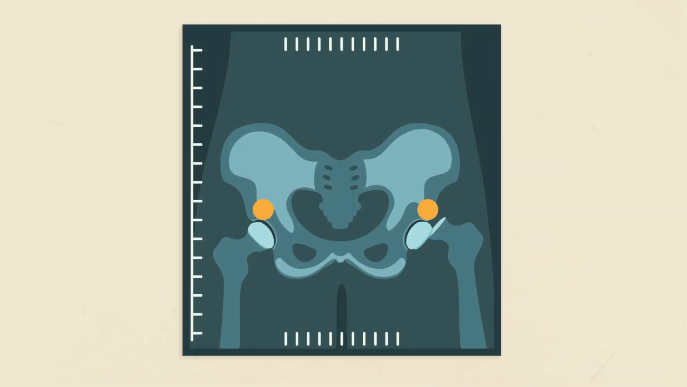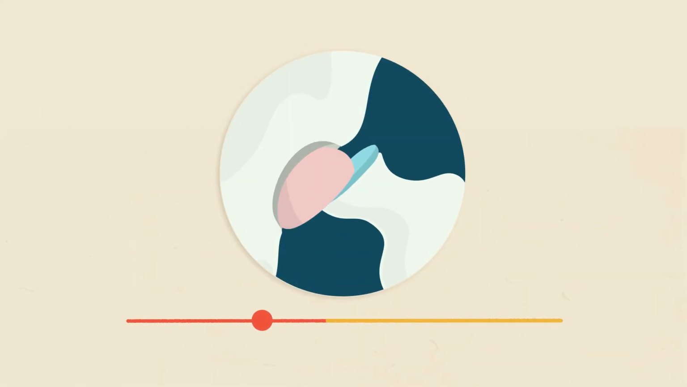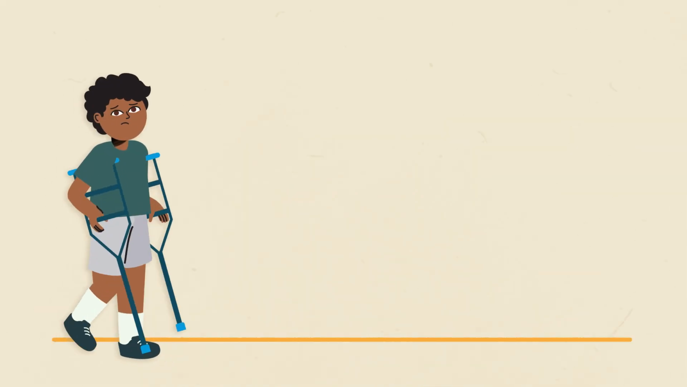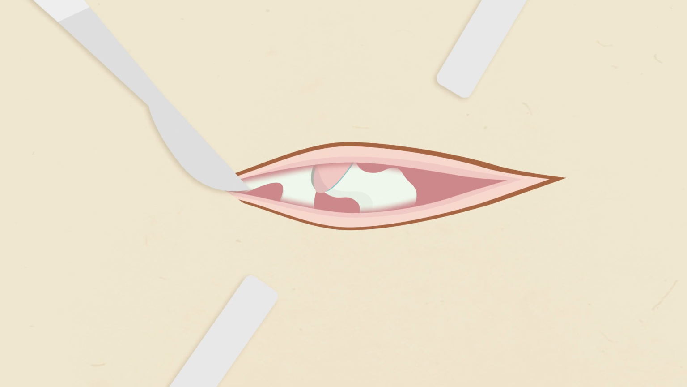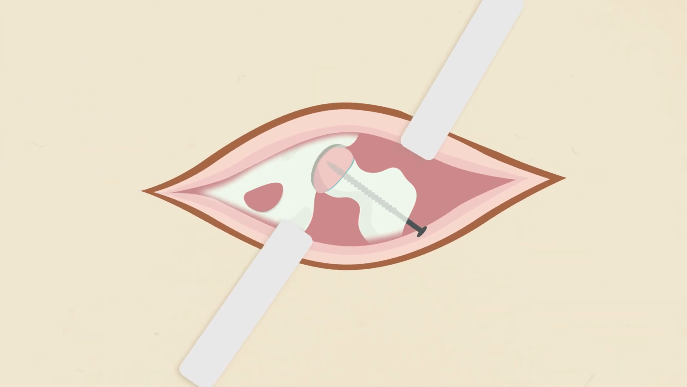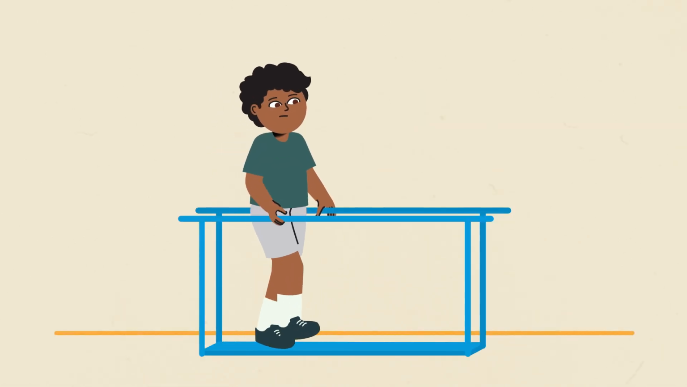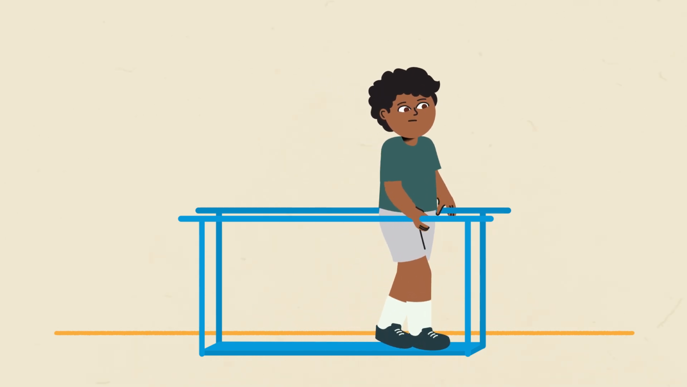X-rays of both hips are needed to confirm diagnosis of SCFE. The goal of treatment is to prevent progression of the slip and avoid complications. After diagnosis, patients are encouraged to stop weight bearing to prevent further slippage. Surgery is then used to either stabilize the femoral head or move the femoral head back into a normal position. After surgery, patients usually undergo physical therapy to help strengthen the hip and leg muscles.